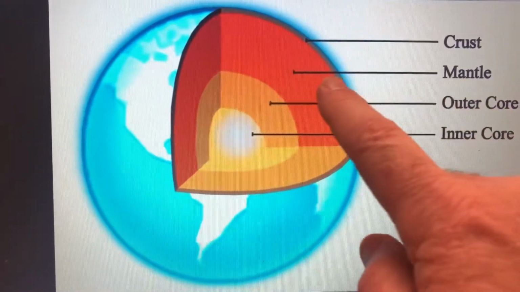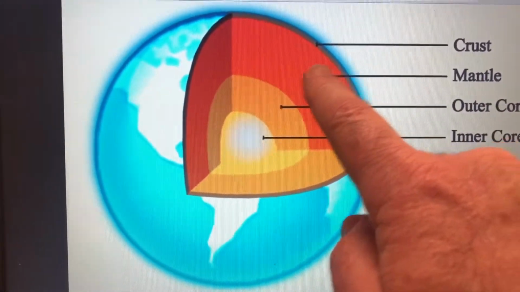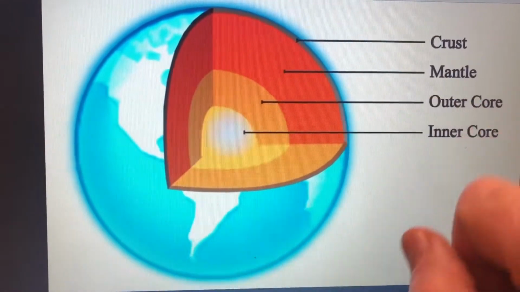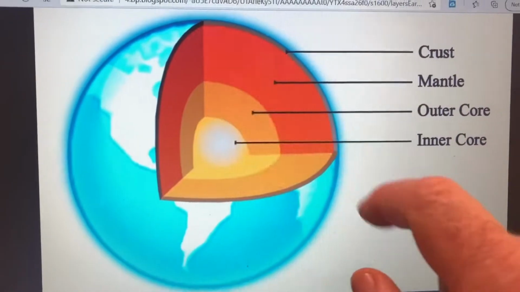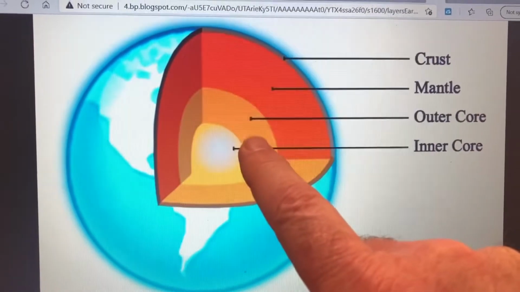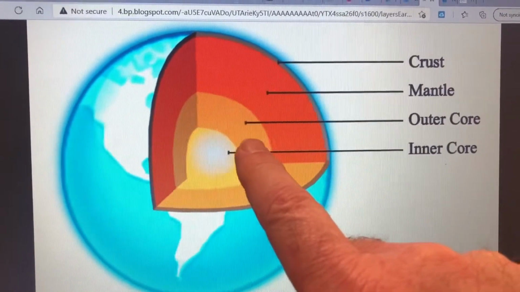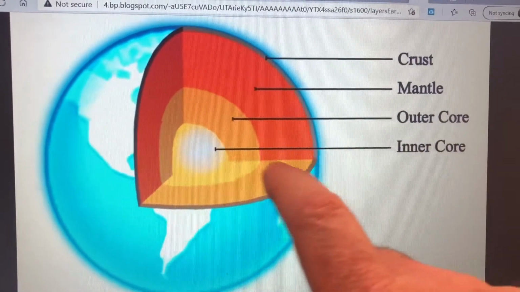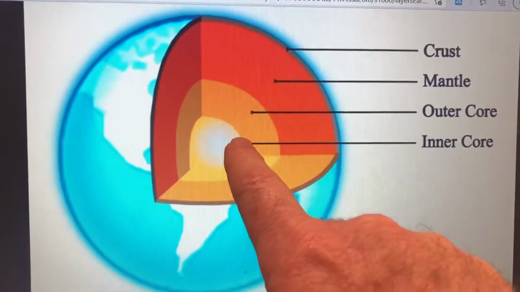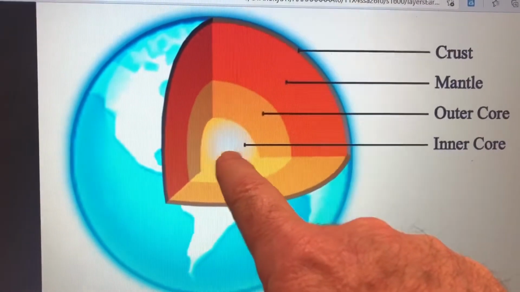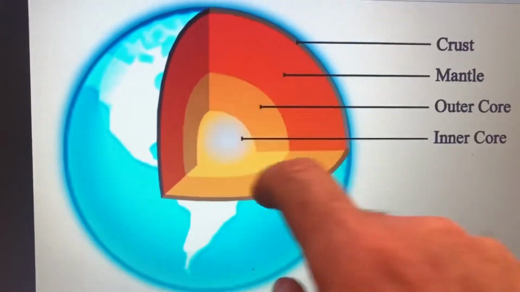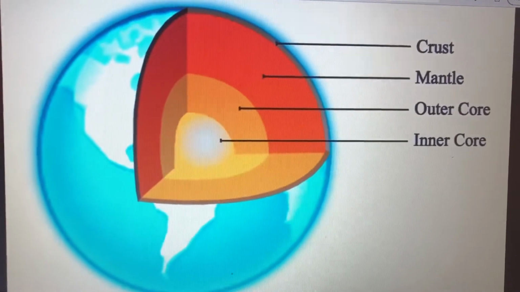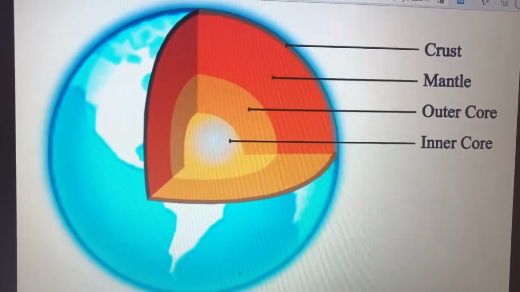And then look at this one over here, the next one. It's pretty thick. That's called the mantle, okay? There is another one that is not too thick, it's not too thin. It's called the outer core. And we have sort of like a little sphere in the center, right? And what do we call that? That's the inner core, okay?